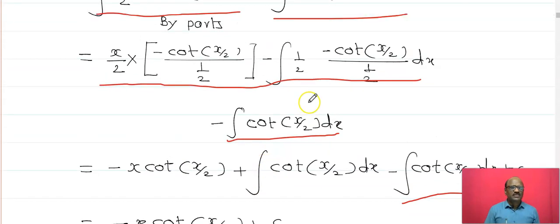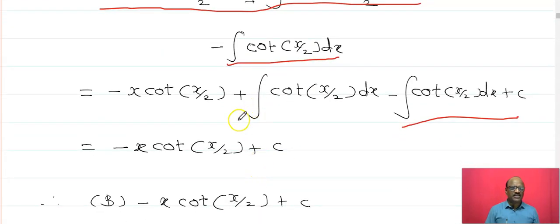Now see this here. This 1 upon 2 gets cancelled. This minus will become plus, and you will get plus the integral of cot of x by 2 minus the integral of cot of x by 2. These two get cancelled, and overall you will get minus x cot of x by 2 plus c. Therefore, option B is the correct one.